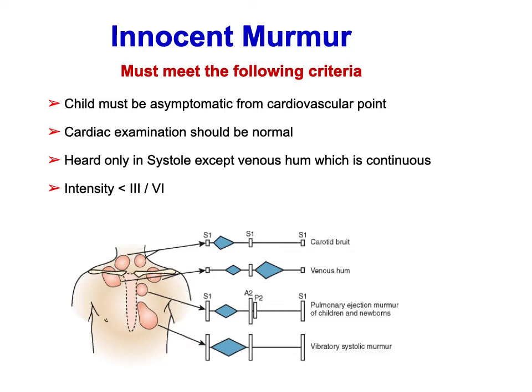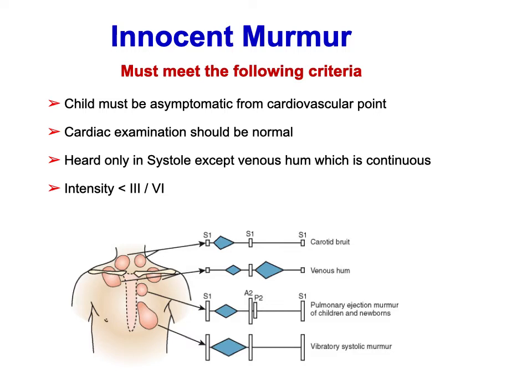And intensity, as you talked of, it would always be less than 3 by 6. That is grade 1 or 2 by 6. It would be less than the intensity of the heart sound. If you compare the intensity of the murmur with the heart sound, the intensity of the murmur would be less than the heart sound. These are the few gold standard rules to clinically differentiate between a pathological and an innocent murmur.